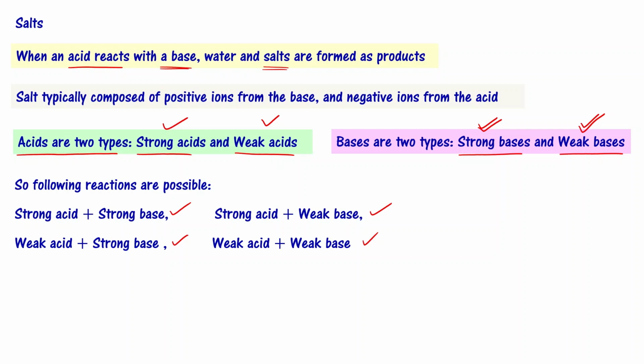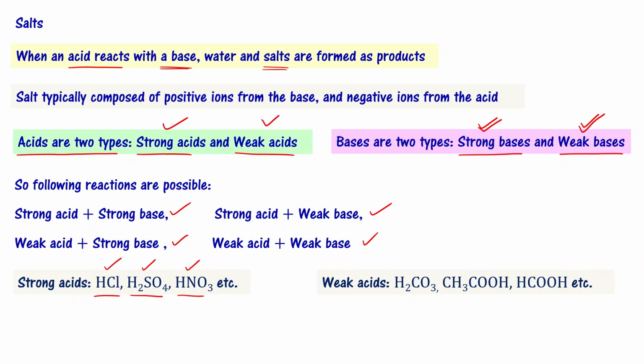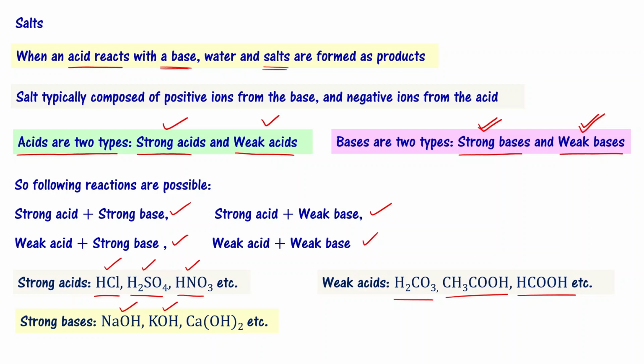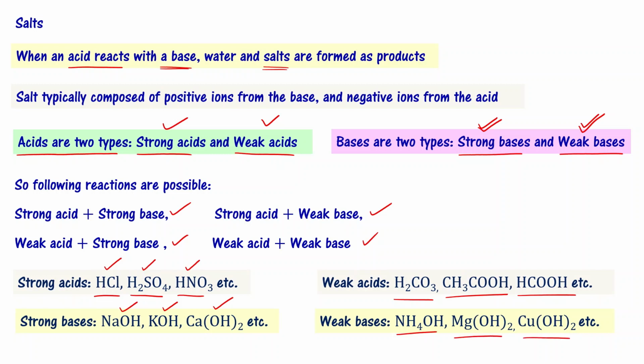We know that some of the examples for strong acids, right? HCl is one of the strong acids, H2SO4, HNO3. This is hydrochloric acid, sulfuric acid, nitric acid. These are few examples of strong acids, right? And weak acids, carbonic acid, acetic acid, formic acid, and there will be few more examples. Strong bases, then you can say NaOH, KOH, CaOH twice, and many more will be there, strong bases. And similarly, there will be weak bases, ammonium hydroxide, magnesium hydroxide, copper hydroxide. These are few examples of weak bases.